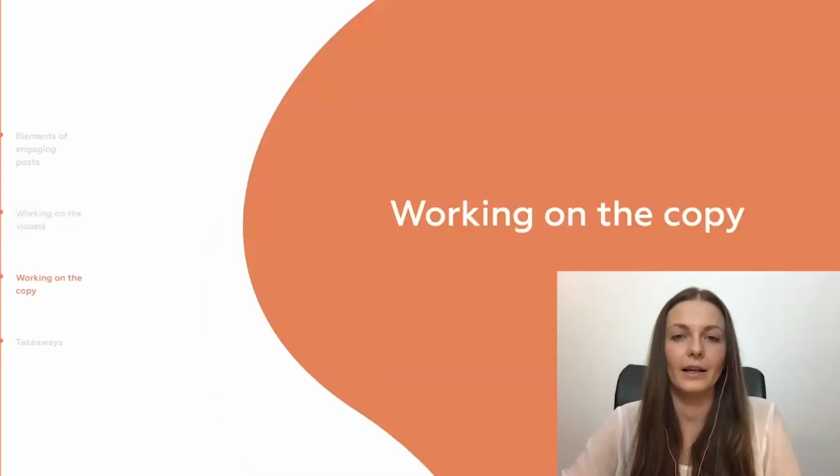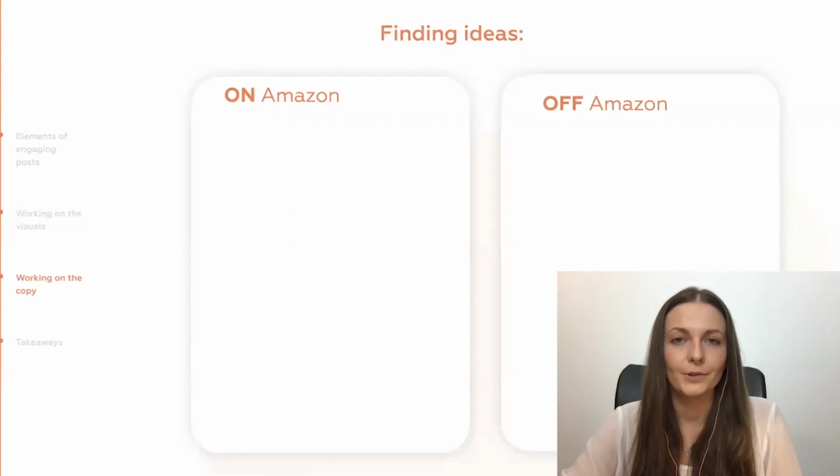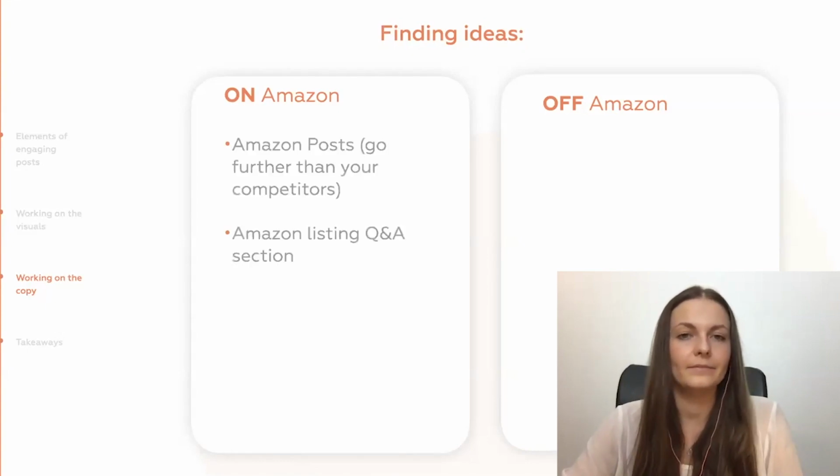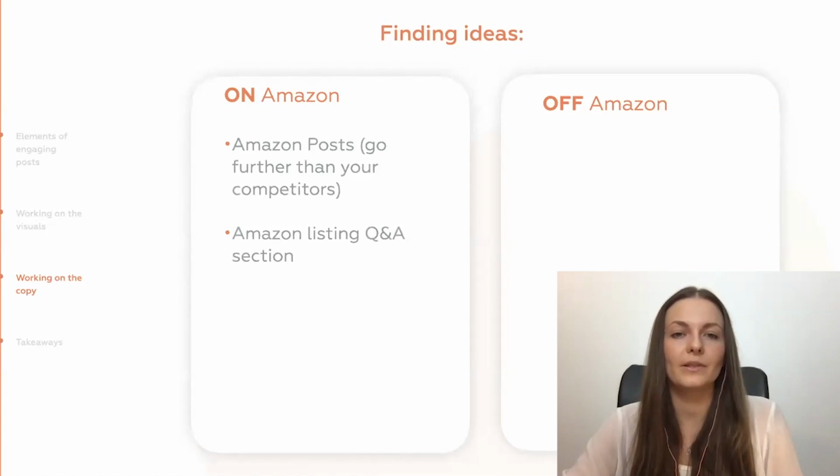So once we have finalized working on the image side, it's time to work on the copy. And first, you need ideas what to write about. So I usually divide finding ideas into 2, on Amazon and off Amazon. And when it comes to on Amazon, of course, one of the first places you go for when you're finding ideas is looking at Amazon posts.